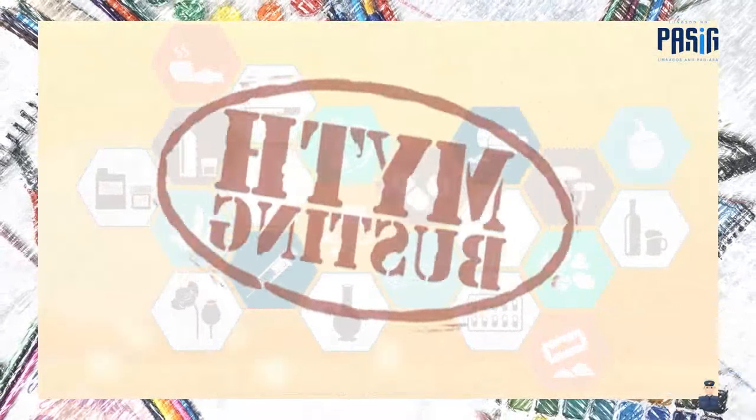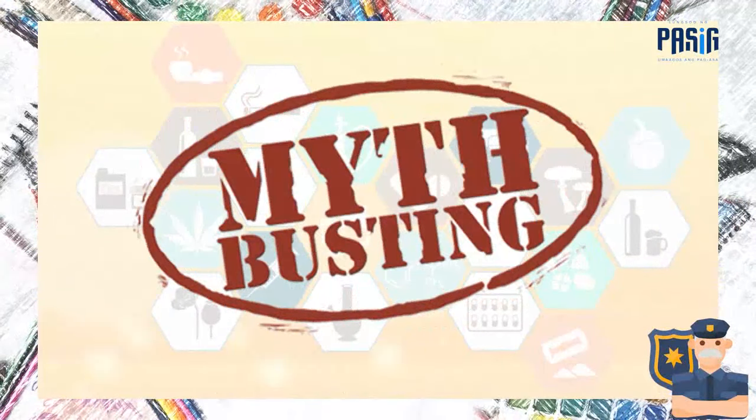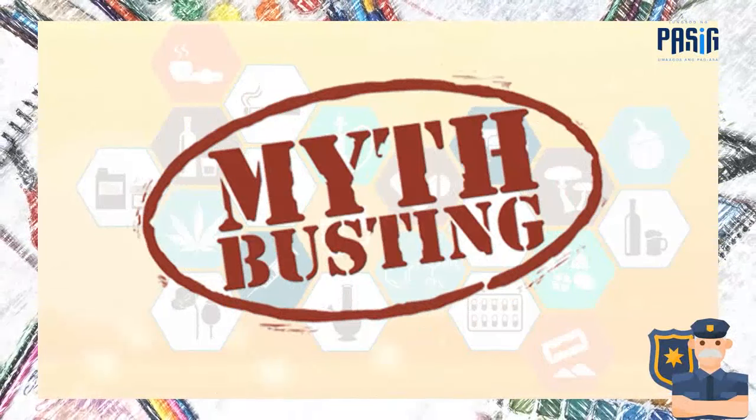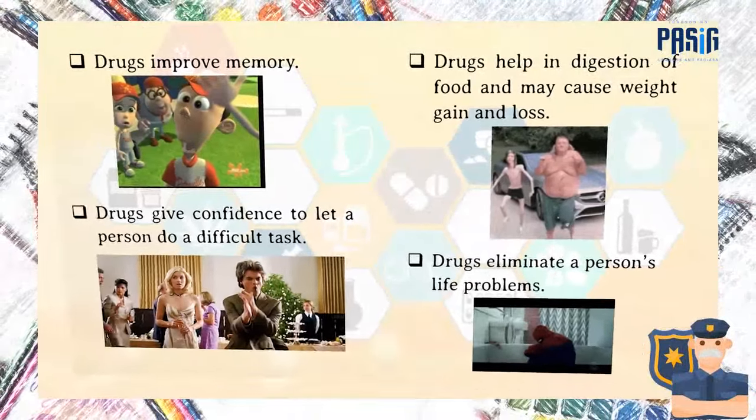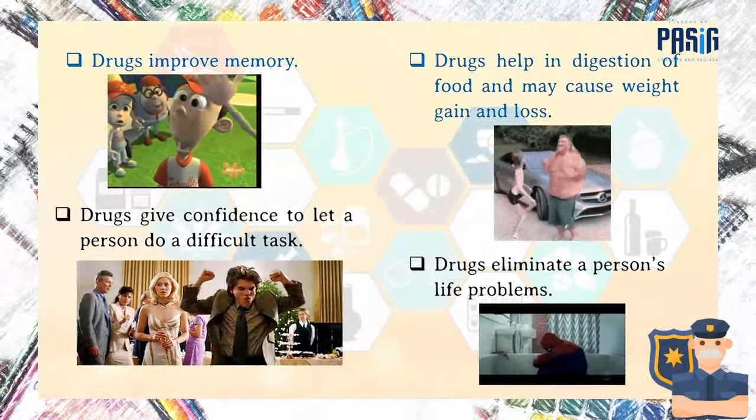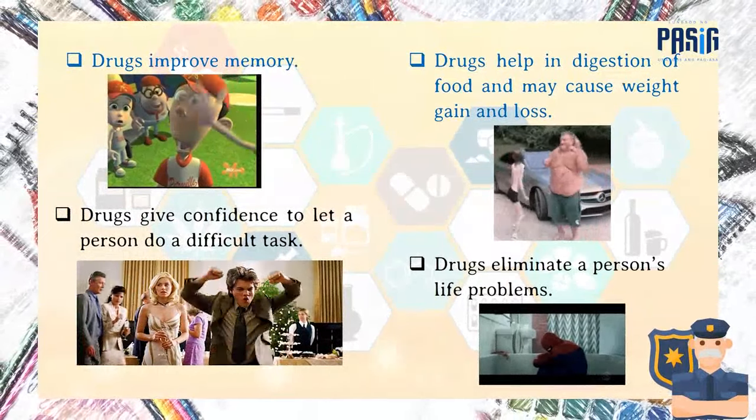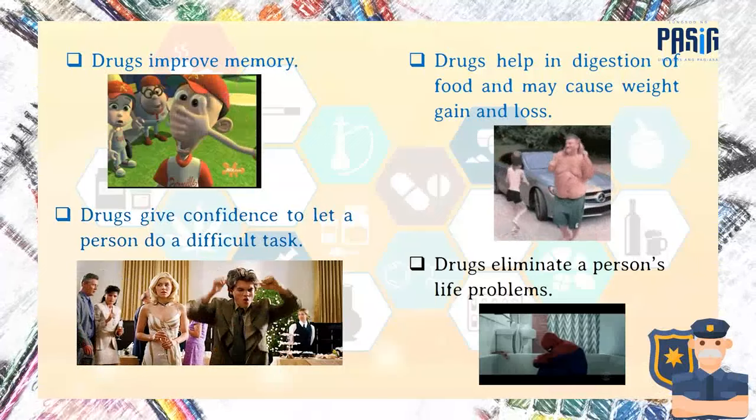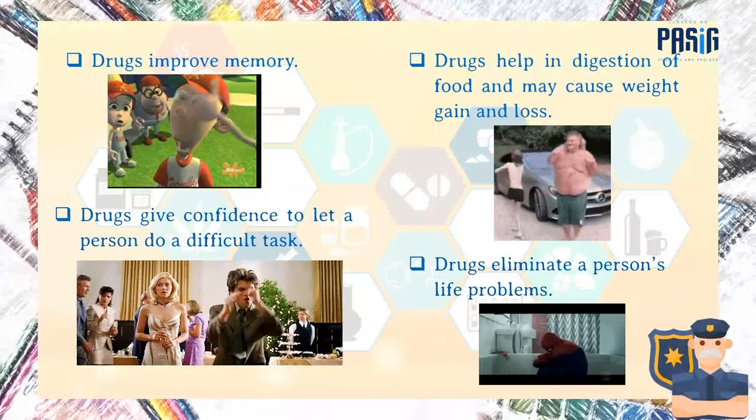Another risk factor is the person's poor educational background. A person may mistakenly believe in myths and misconceptions about drug use and abuse. Here are some examples. Drugs improve memory. Drugs help in digestion of food and may cause weight gain and loss. Drugs give confidence to let a person do a difficult task. And drugs eliminate a person's life problems.